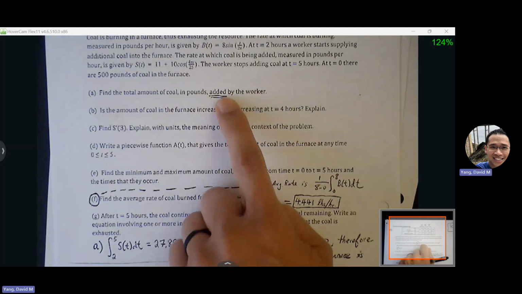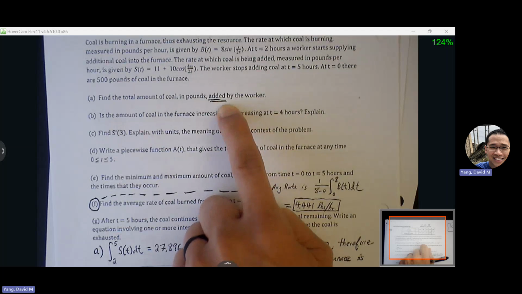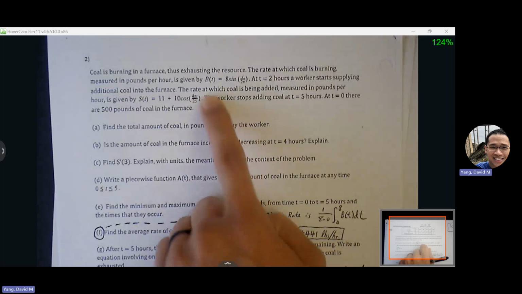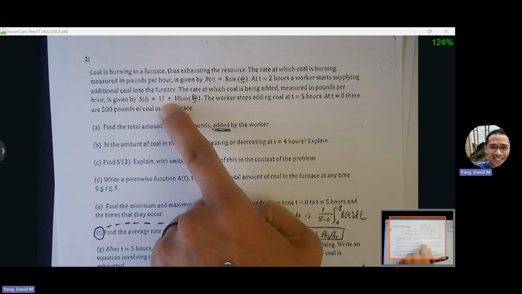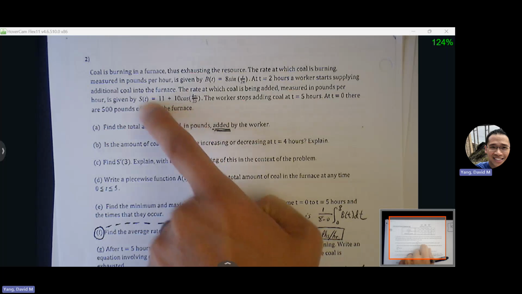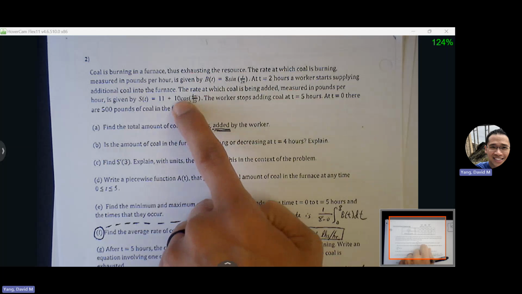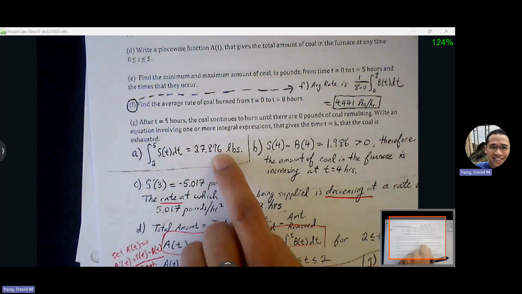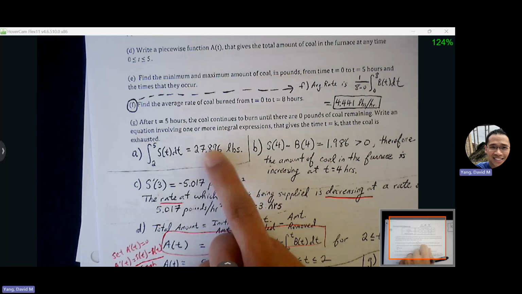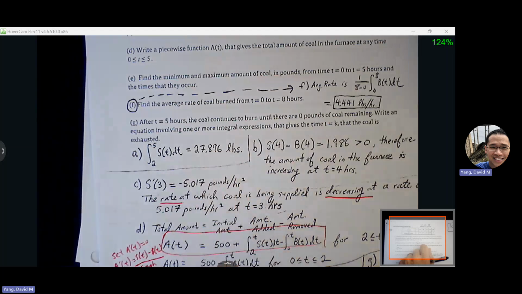Okay, so part A says find the total amount of coal being added by the worker. So if we're just talking about the amount added, we know that has to deal with S of T. S of T is the rate at which coal is being added. But S of T is a rate. We want a total amount of coal, so we just take the antiderivative of S of T. That will get us from pounds per hour to total number of pounds. Is that what you're asking about? Yes, part A.